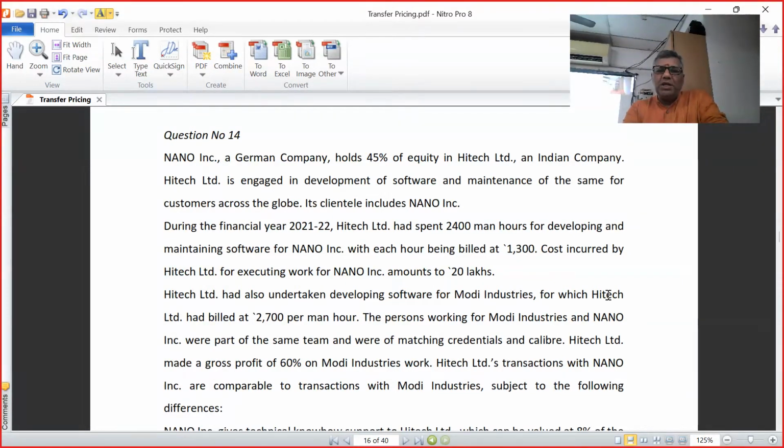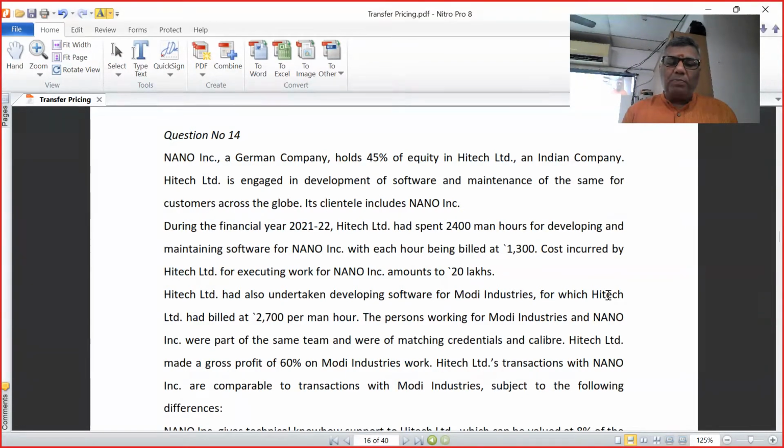Nano Incorporation, a German company, holds 45% equity in High-Tech, an Indian company. High-Tech is engaged in development of software and maintenance of the same for customers across the globe. Its clients include Nano Incorporation. High-Tech had spent 2,400 man-hours for developing and maintaining the software of Nano, with each hour being billed 1,300. Cost incurred is 20 lakhs. High-Tech had also undertaken developing software for an Indian company, for which it billed 2,700 per man-hour. The persons working were of the same team and matching credentials.